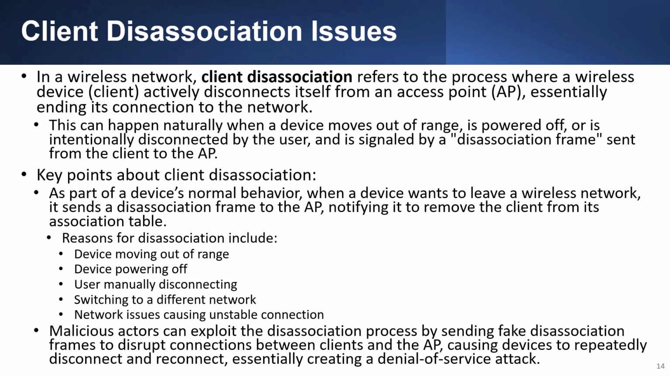Key points about client disassociation: as part of normal device behavior, when the device wants to leave a wireless network, it sends a disassociation frame to the AP, notifying it to remove the client from its association table. Reasons for disassociation include the device moving out of range, device powering off, user manually disconnecting, switching to a different network, or network issues causing an unstable connection.